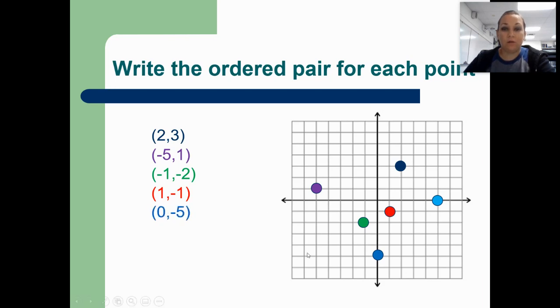For my dark blue dot, or I guess my medium blue dot down here, I did not go to the right or the left, so I put a 0 for the first number. I only went down 5, so 0, comma, negative 5. And then finally, for my light blue dot over here, I went to the right 5, but I did not go up or down, so for my second number, I put a 0.